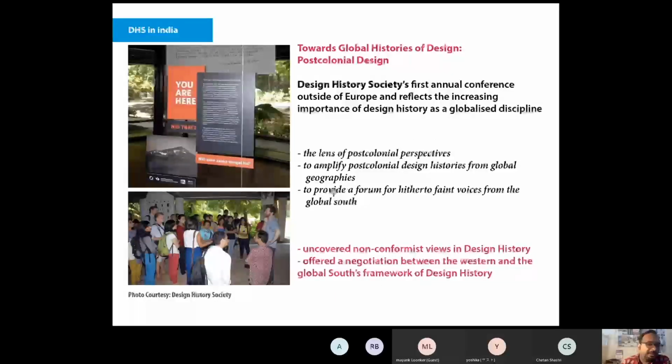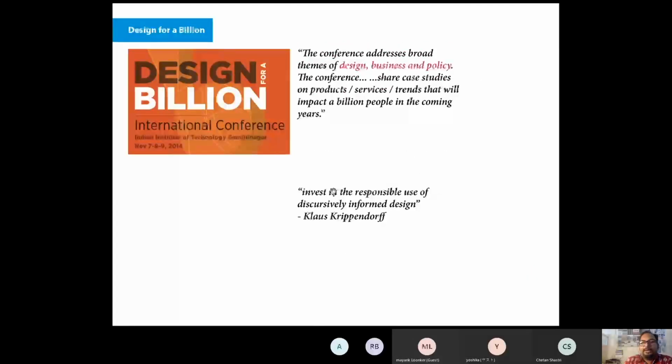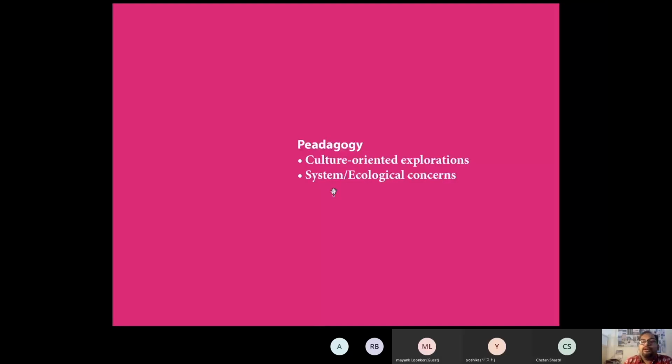One of the global events which happened in India within this thread was the DRS annual conference in 2013, and the idea of that conference was also looking into post-colonial perspectives, and so this was also looking back into the discourse of design. It was also about rediscovering the lost purposes, like in the 70s or in the developmental paradigm when we were looking into design for the billion. That particular thing was not carried forward, and that's why we have so much inequality in the world. So now, design for a billion as a philosophy emerges, maybe in the new millennium market, but again, it's a kind of retrospection of what we were not able to do. So pedagogy, if you see, is majorly culture-oriented exploration, and also several system and ecological concerns which are shown in the design studios.